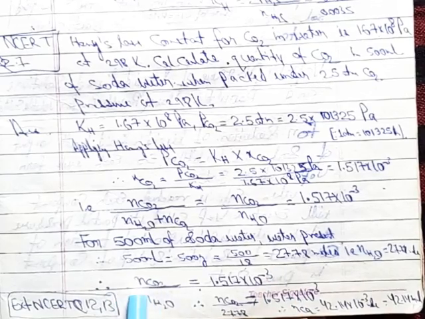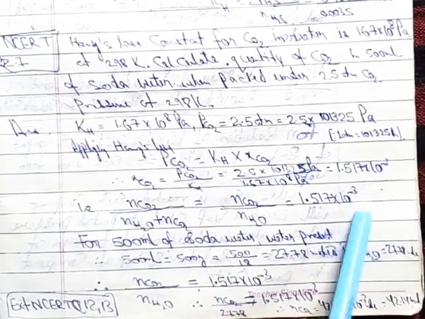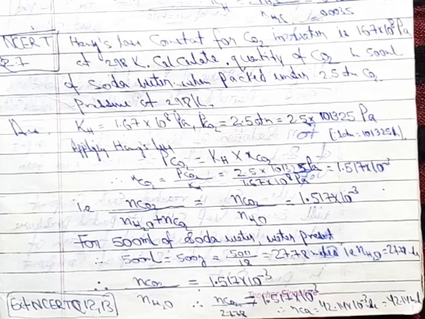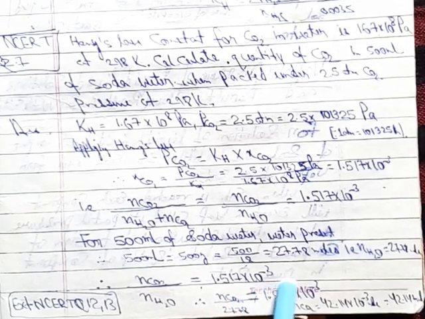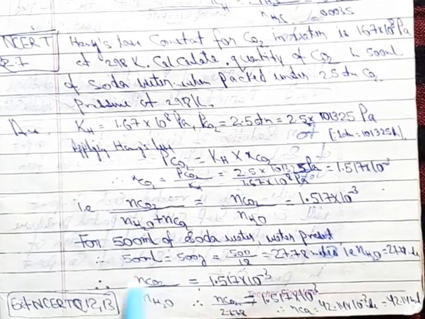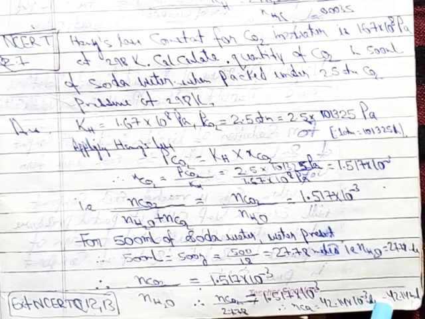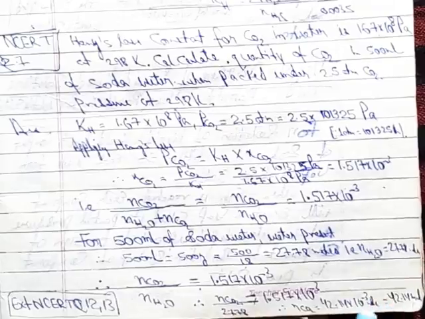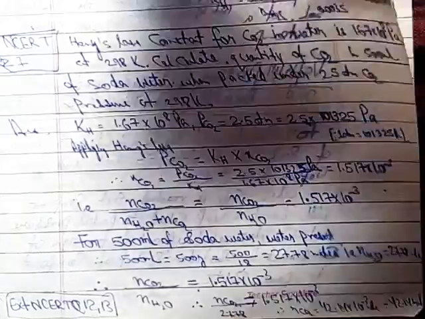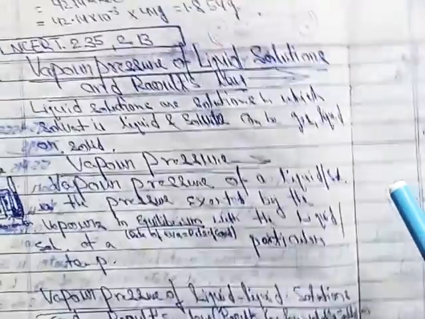Utilize it now. Now we have nCO2 by nH2O equals 1.57 into 10 power minus 3. nCO2 we have to calculate, nH2O is given, just apply it, you will get the number of moles of carbon dioxide. So finally by this way we have got the number of moles.